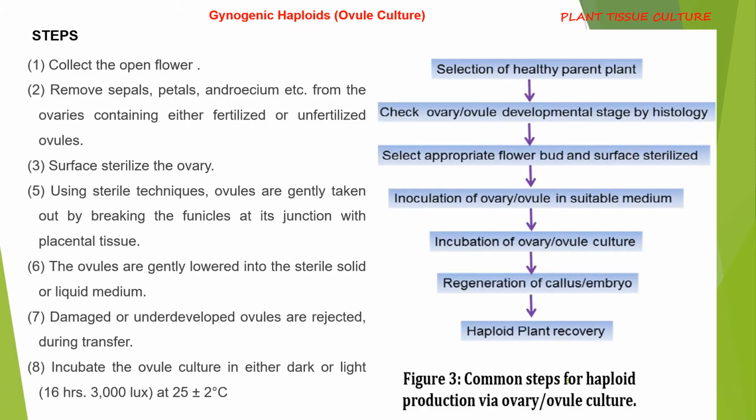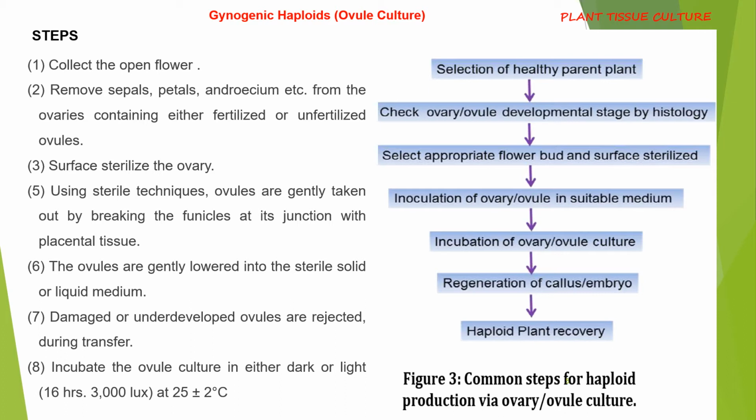Steps involved in ovule culture. In this method, the buds or flowers are selected from the healthy mother donor plant. If haploid plants are required, then small unopened buds are excised. For getting diploid plants, open flowers where pollination has occurred are collected.